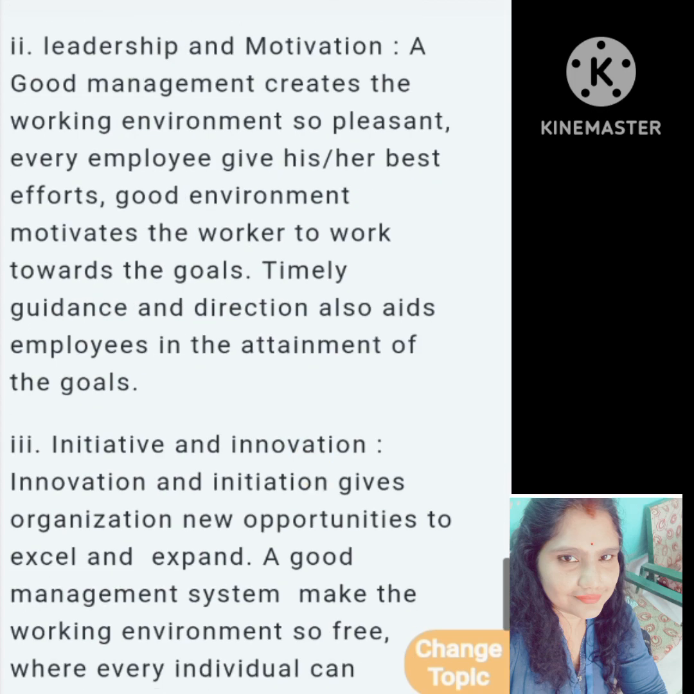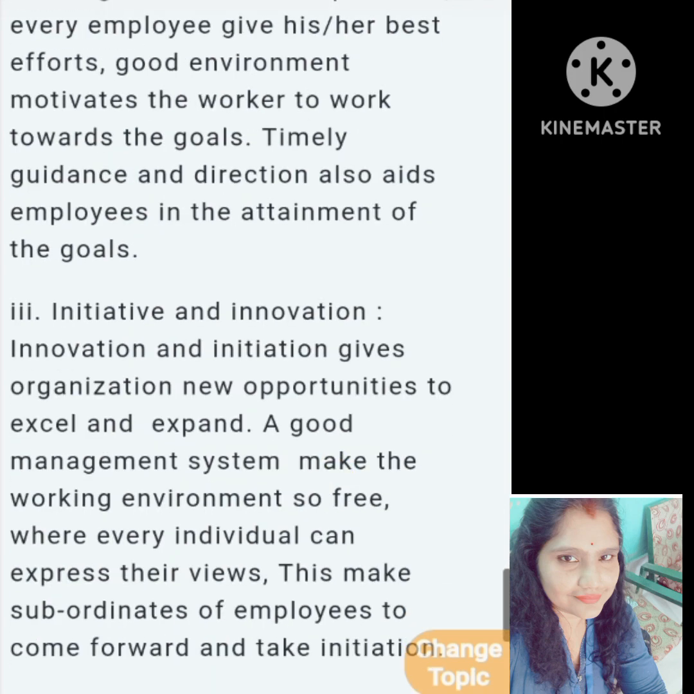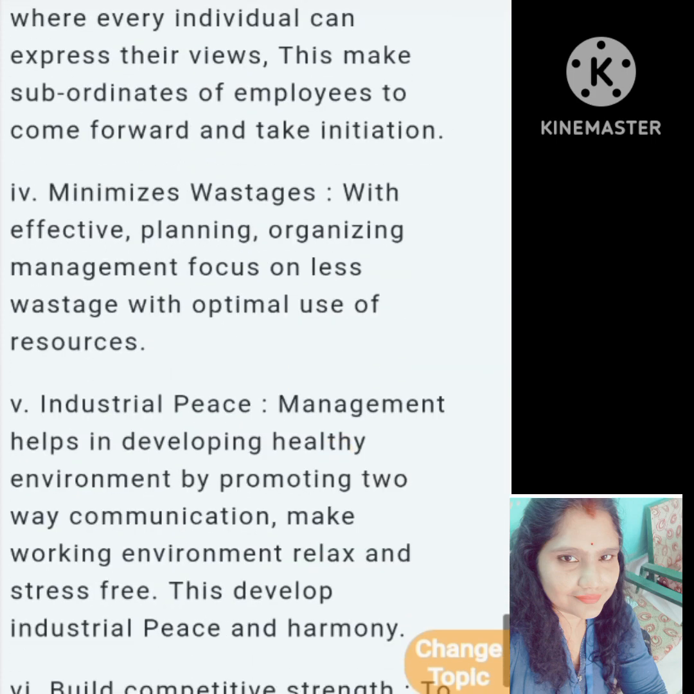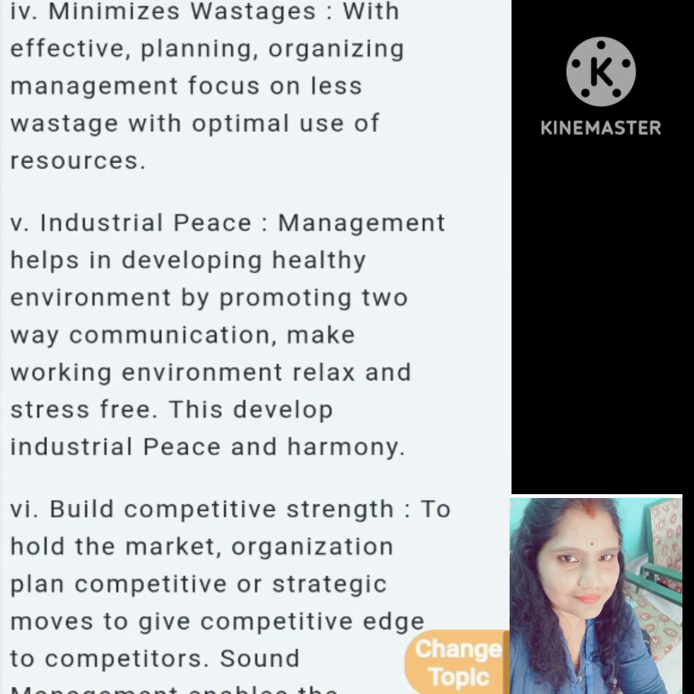3. Initiative and innovation. Innovation and initiative give the organization new opportunities to excel and expand. A good management system makes the working environment so free that every individual can express their views. This makes subordinates and employees come forward and take initiative. Then, management minimizes wastages. With effective planning and organizing, management focuses on less wastage with optimal use of resources. Then, industrial peace. Yes, management helps in developing a healthy environment by promoting two-way communication, making the working environment relaxed and stress-free. This develops industrial peace and harmony.